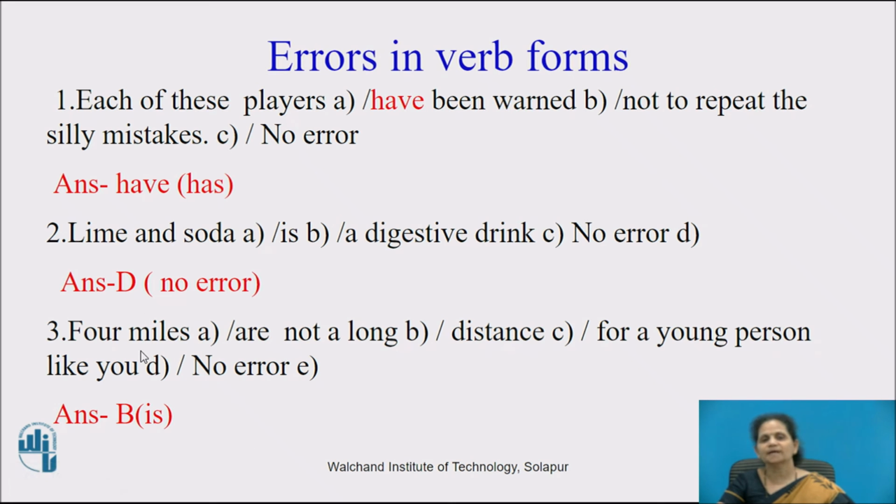The next example, 4 miles are not a long distance for a young person like you. So here 4 miles is one unit, and that's why the subject is in a singular form. Definitely the verb also should be in a singular form. So the correction is found in the B section.